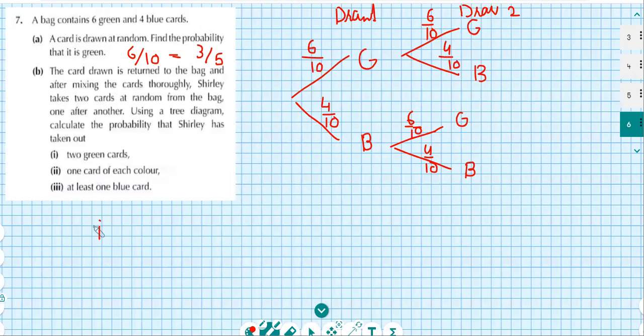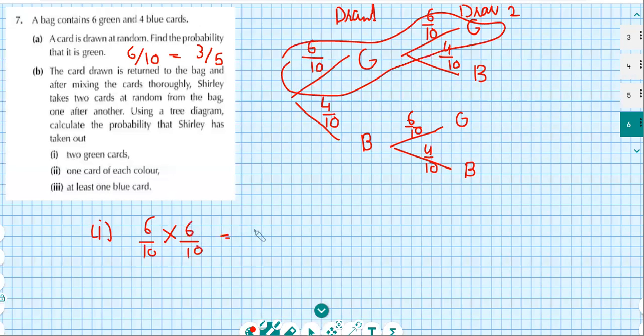Part 1, 2 green cards. So this is the branch, green, 6 over 10 multiplied by 6 over 10. So it gives you 36 over 100, or 9 over 25.